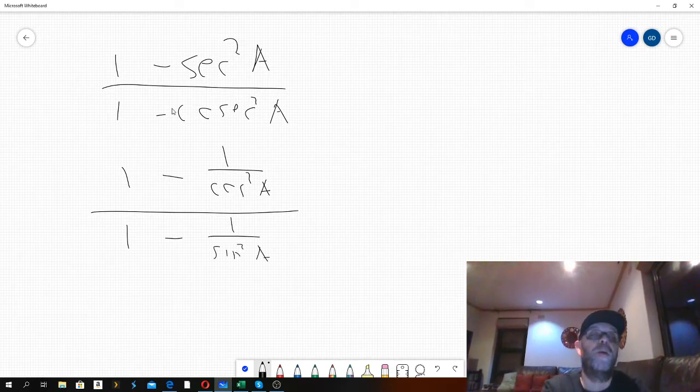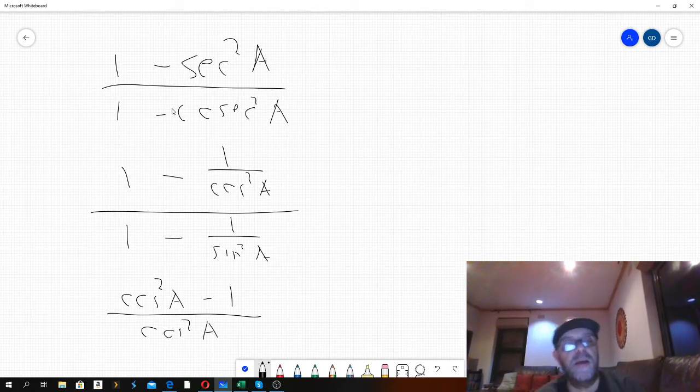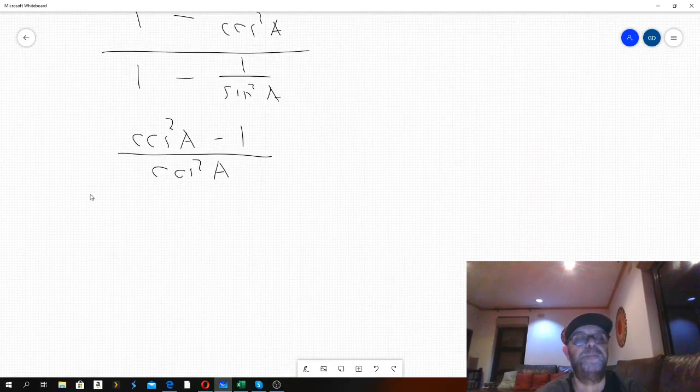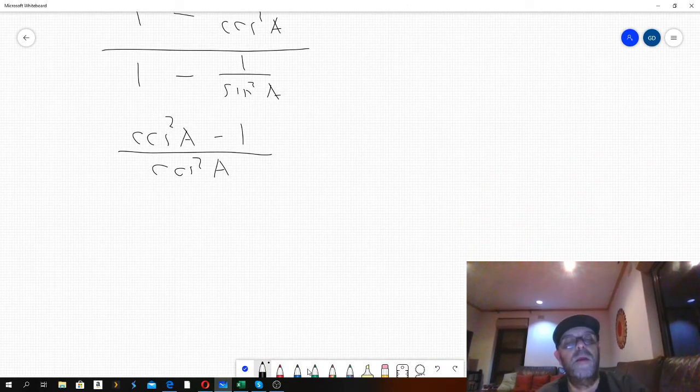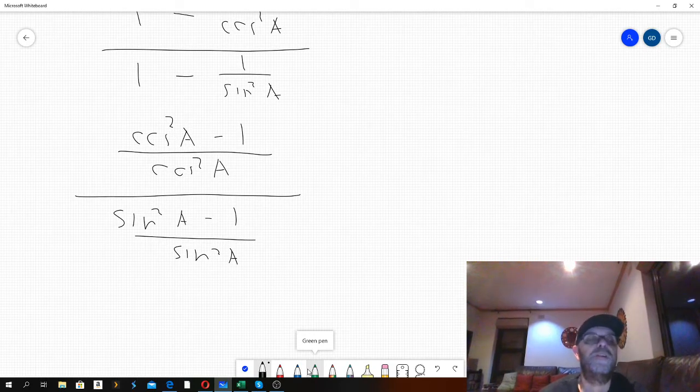Now we'll find a common denominator on the top and the bottom. Okay, so that means we'll have cos squared minus 1 all over cos squared, and that will then be over, let's move this a little bit lower, sine squared minus 1 all over sine squared. Just found a common denominator on each of those.